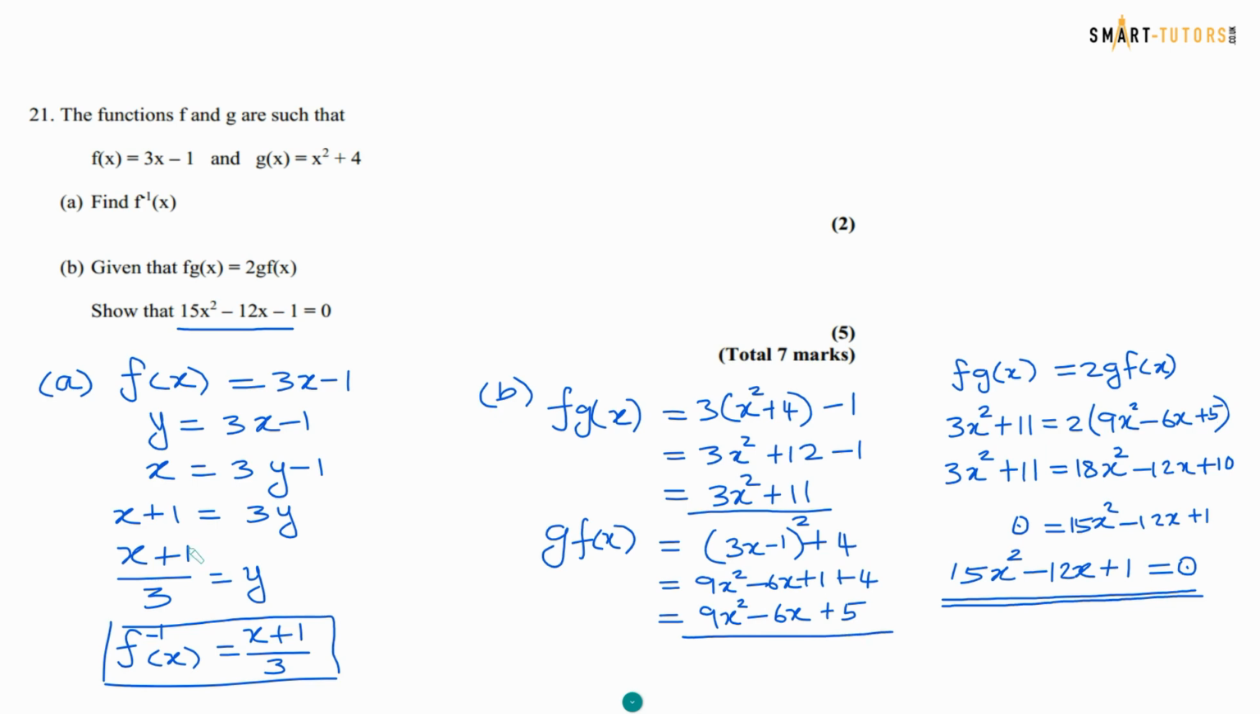So fg(x) equals 2gf(x). So 3x squared plus 11 equals 2 times (9x squared minus 6x plus 5). Then simplify, expand the bracket. 2 times 9 is 18x squared minus 12x plus 10. Then take everything to one side. It becomes 15x squared minus 12x plus 1. That is the answer for question number 21.